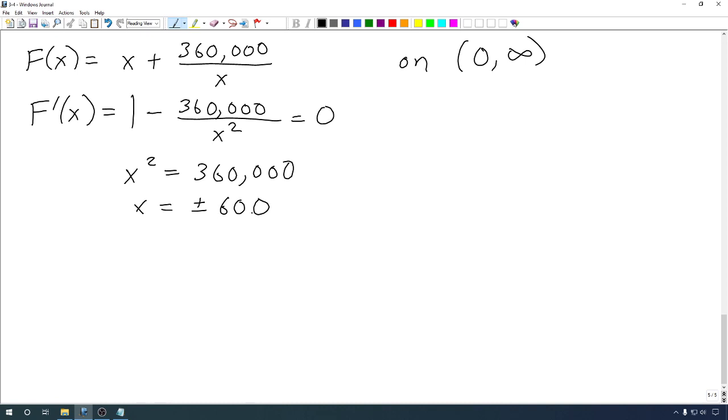Well, for one thing, we don't have to consider the minus 600. We're only looking at positive x values. So really, we're going to completely ignore negatives here. X is going to be 600 for this critical point.